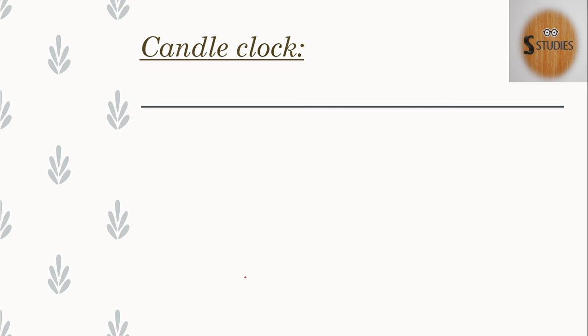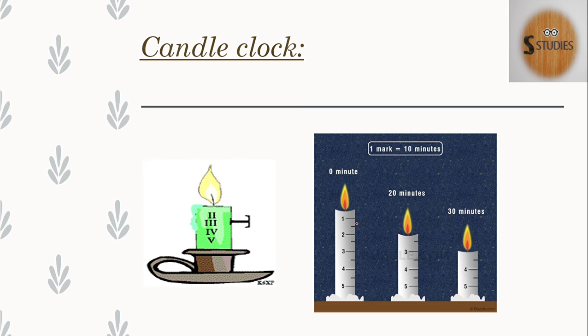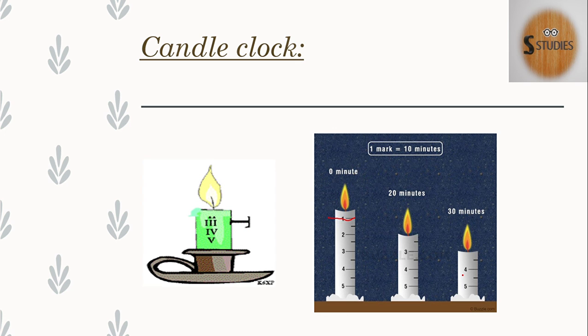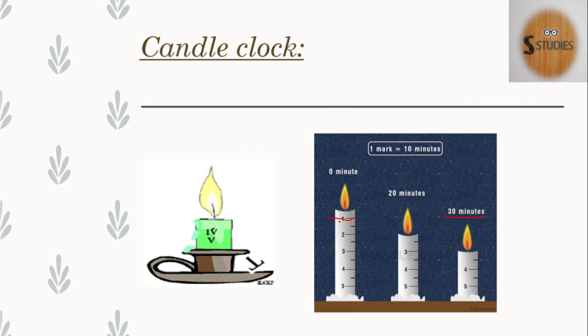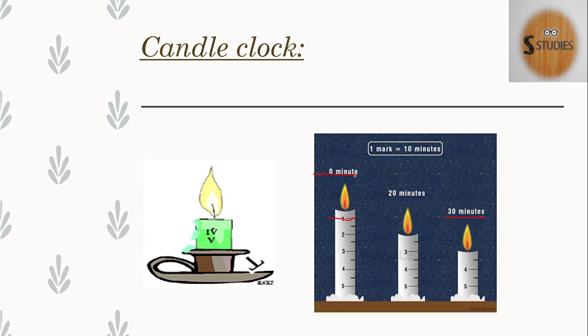Next, candle clock. This is what we call a candle clock. This is the same as the water clock. Once the candle melts, it leaves marks at 1, 2, 3, 4, 5, and it takes about 1 minute for the candle to melt till the mark 1. This is the 20-minute mark, and this is the 30 minutes. When it goes to complete stage 3, it says 30 minutes. Stage 1 means 1 minute. Now here the candle is as it is, so 0 minutes, and once the candle reaches the scale 2, 20 minutes are done.